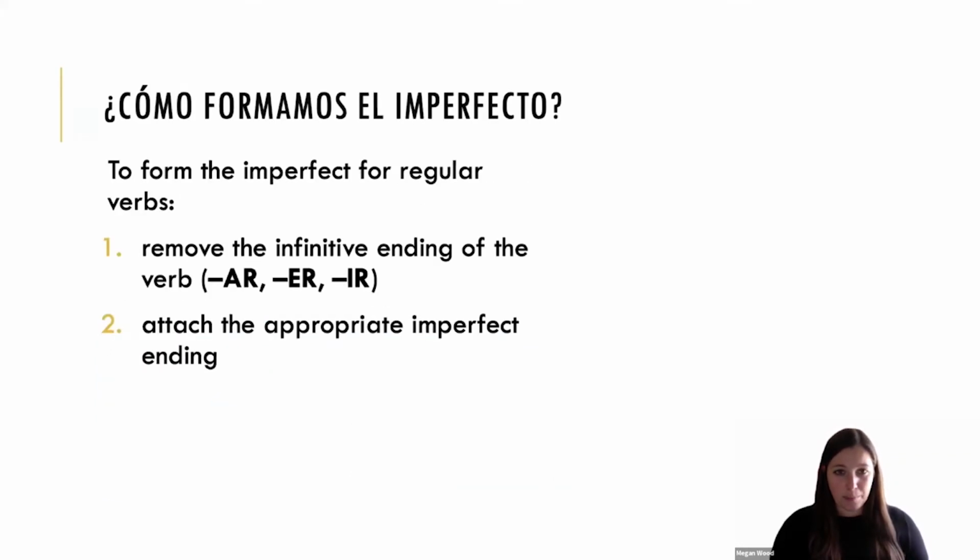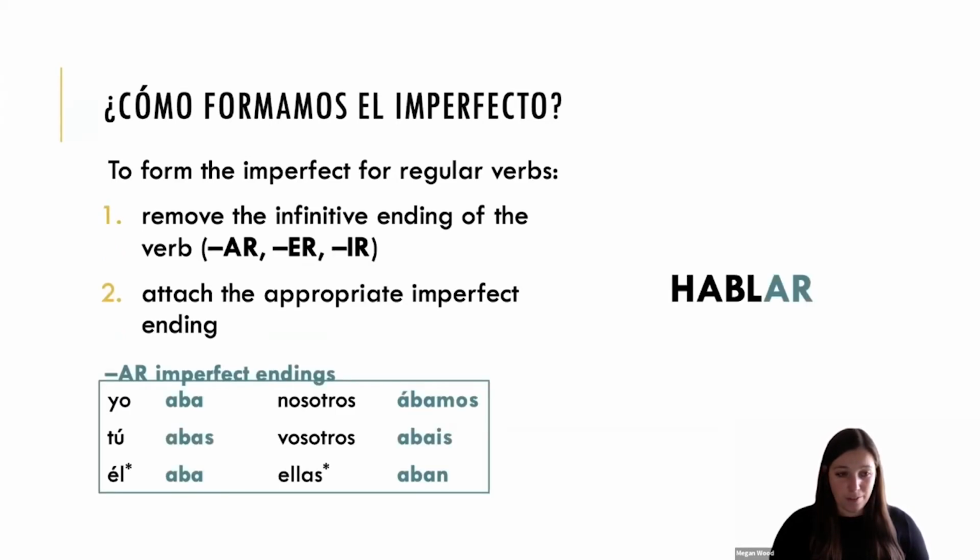¿Cómo formamos el imperfecto? To form the imperfect for regular verbs, remove the infinitive ending of the verb, so the AR, ER, or IR at the end of the verb, and attach the appropriate imperfect ending. Here are the imperfect endings for AR verbs.